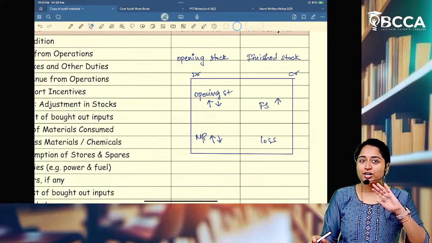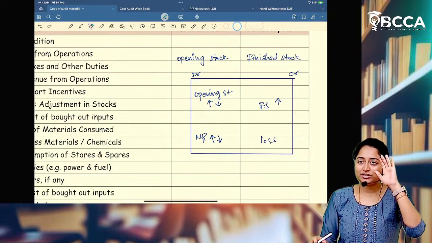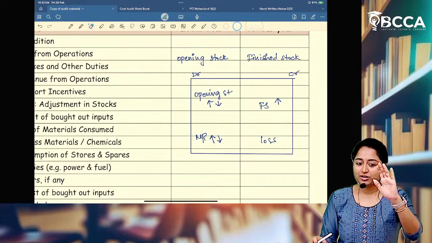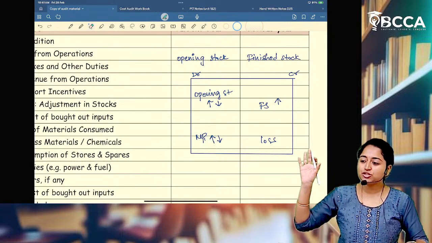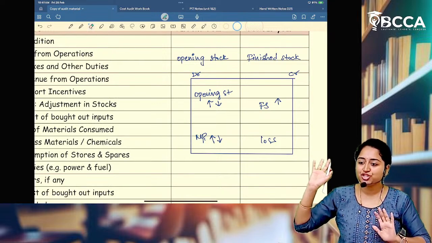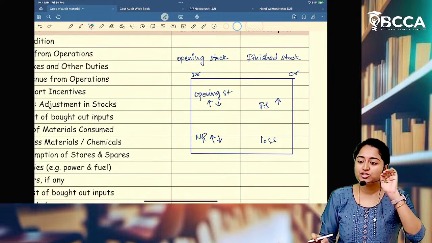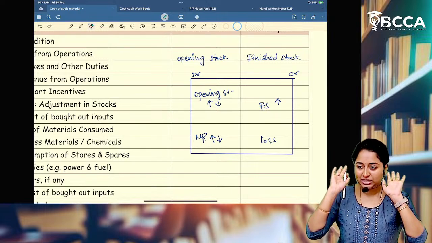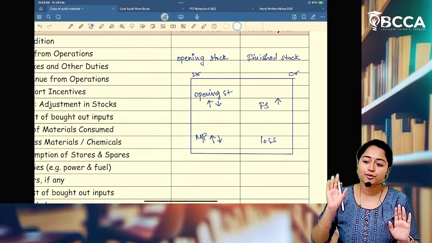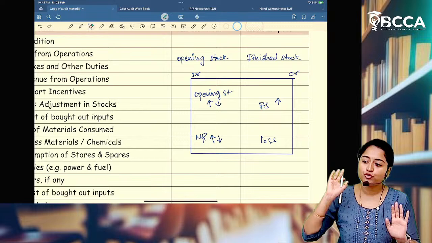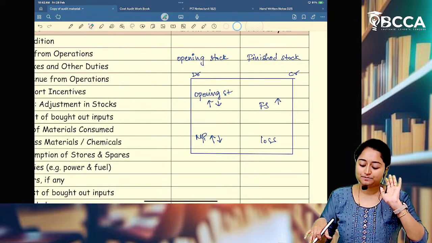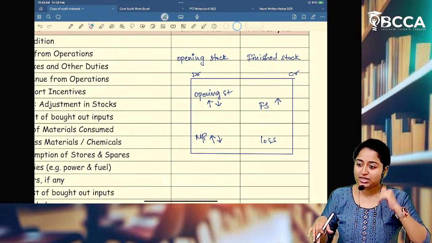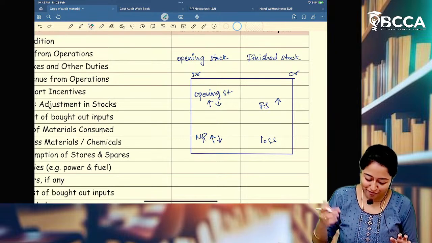So remember, whatever the adjustment in opening stock, it is directly related to the profit. And closing stock adjustment will have an inverse relationship with the profit. If opening stock is increasing, profit will increase. If opening stock is decreasing, profit will decrease. And if closing stock is increasing, profit will decrease. And if closing stock is decreasing, profit will increase.